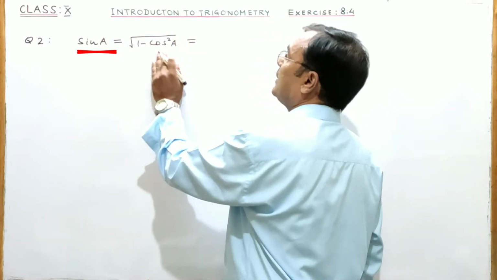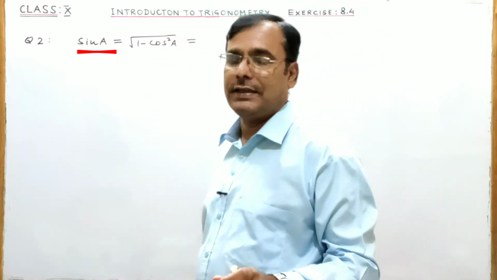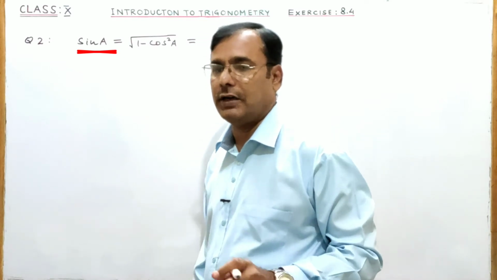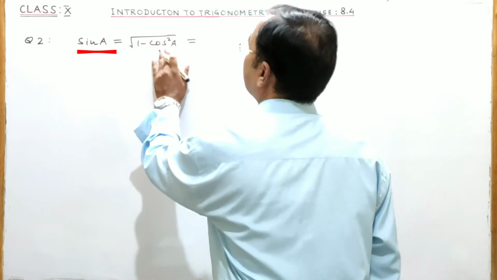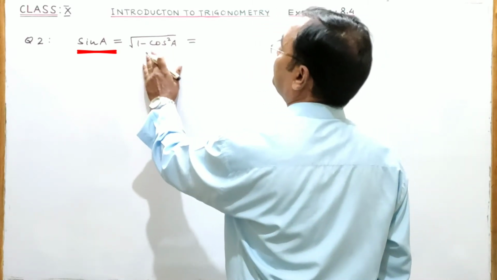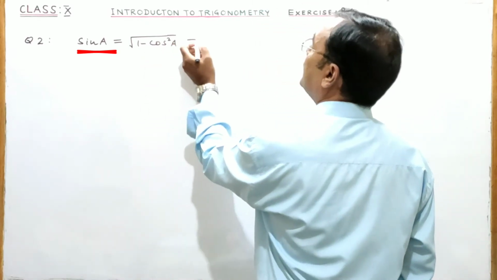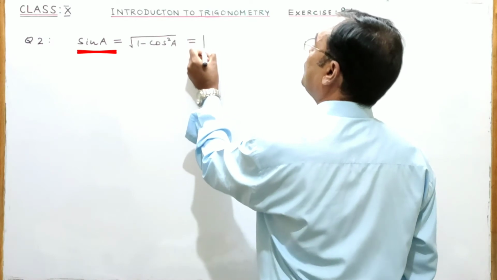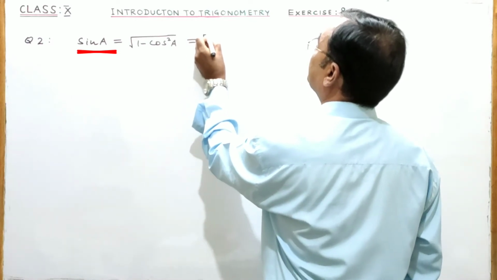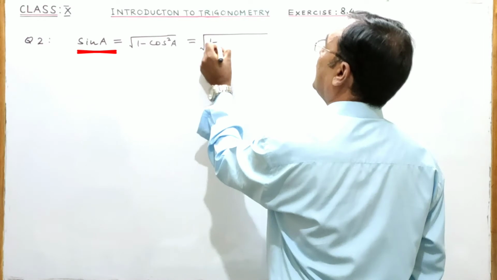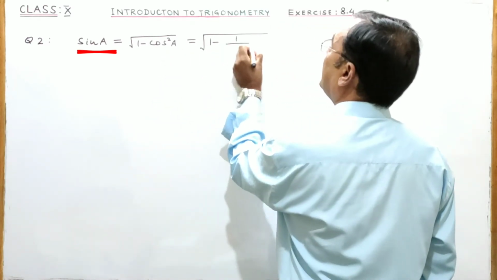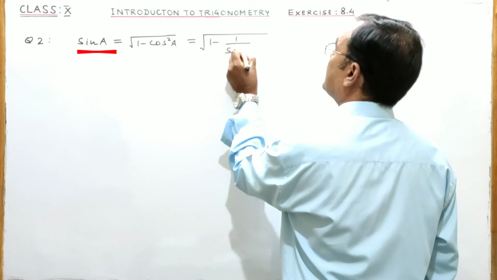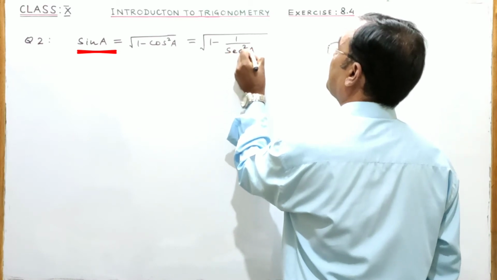Now cos is reciprocal of sec, or we can say sec is reciprocal of cos. So cos square A we are going to write 1 by sec square A. So this is equal to under root 1 minus 1 by sec square A.